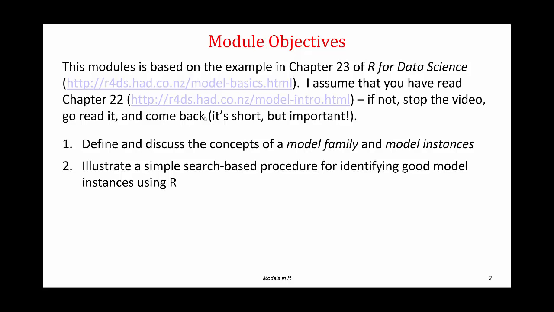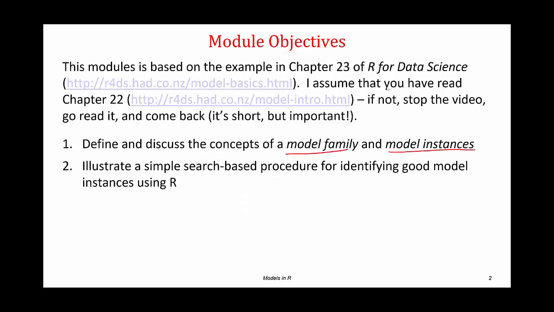So our objectives in this module are twofold. First, we're going to define and discuss the concepts of a model family and then model instances with respect to a particular example. I will make a note, this is a different example than is done in chapter 23. And so while we follow the same structure, we're using a totally different data set. And so this is something you want to have a look at in that chapter also. And then secondly, we'll illustrate a simple search-based procedure for selecting a good model from the set of models that we generate. Okay, so let's have a look.